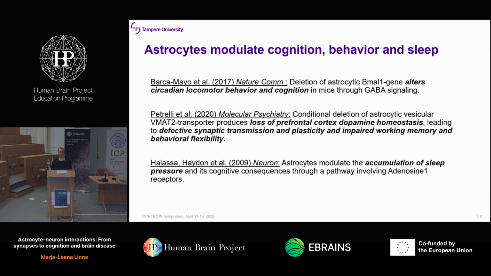So prefrontal cortex is very important in providing this behavioral flexibility. And also from the work of Halassa and Haydon, who have also many papers after 2009, but in their very first finding they showed that astrocytes modulate accumulation of sleep pressure. There is maybe less evidence about how astrocytes modulate synaptic plasticity, learning and memory, but there are a few of them, and I took those that were among the first ones.